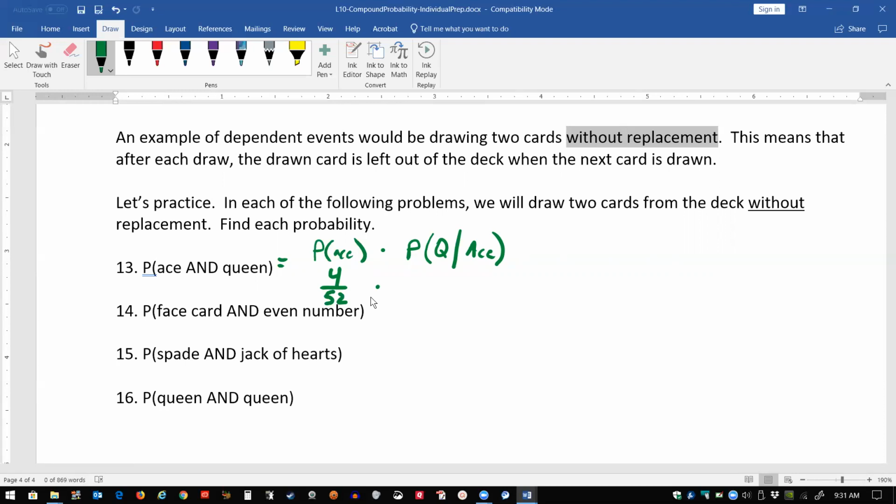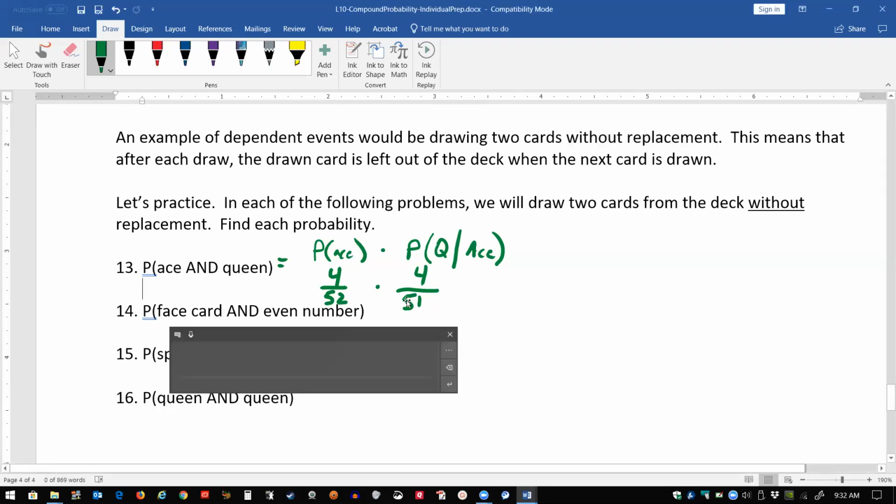What's my probability of getting a queen for my second card? Well, there are still 4 queens in the deck, right? I assume that this first ace is gone. It's not there, so there's only 3 aces there, but there are still 4 queens. But how many total cards are there in that deck now? Because I didn't replace that first card, I only have 51 cards left in that deck. Again, that second probability was affected because I did not replace the first card. Make sense? And there we have it.